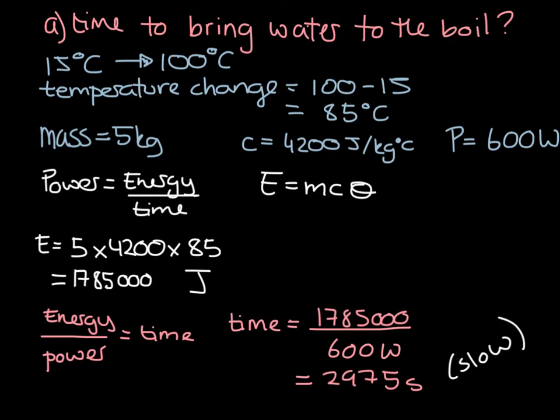That's not enough though, because that just tells me the energy, and they wanted time. So when I use power equals energy over time, I can rearrange that. So energy over power equals time. I know my power was 600 watts, and so I get 2,975 seconds, which is quite a long time.